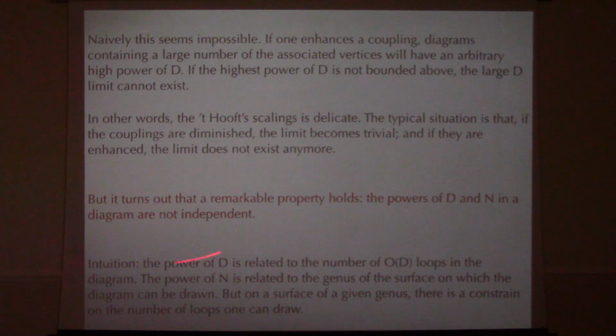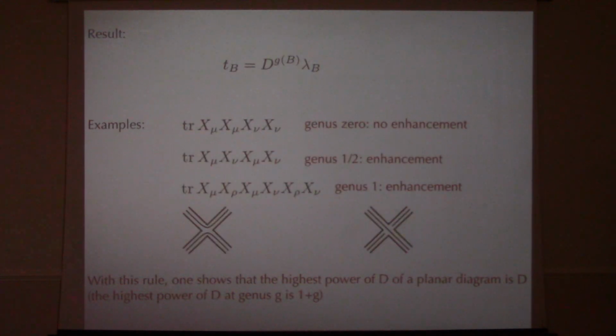But there are these remarkable properties that the large D and large N limit will still exist. In this context of a matrix model with an index mu, the intuition is really that the power of D in a diagram is related to the number of O(D) loops that you can draw on the Riemann surface on which the matrix model graphs are drawn, and the genus of the Riemann surface will constrain the number of ways you can draw loops on it. So there is a non-trivial relationship between the powers of D that can enter and the powers of N. It's really this very intricate, very nice combination of vector-model-like structure and matrix-model-like structure, which allows us to improve the ordinary vector model scaling and still have something consistent.